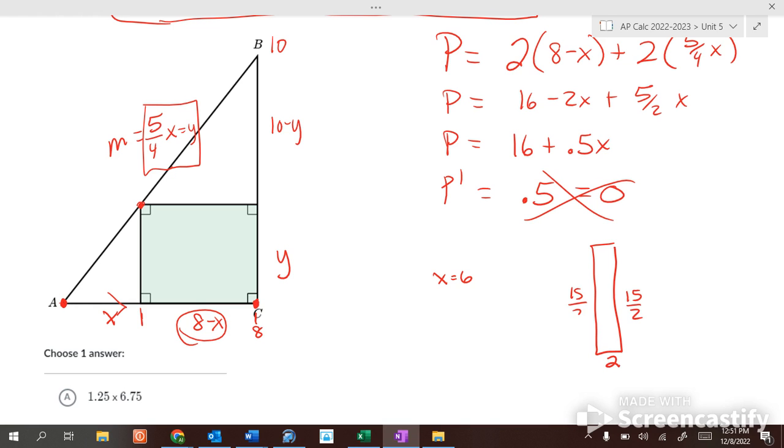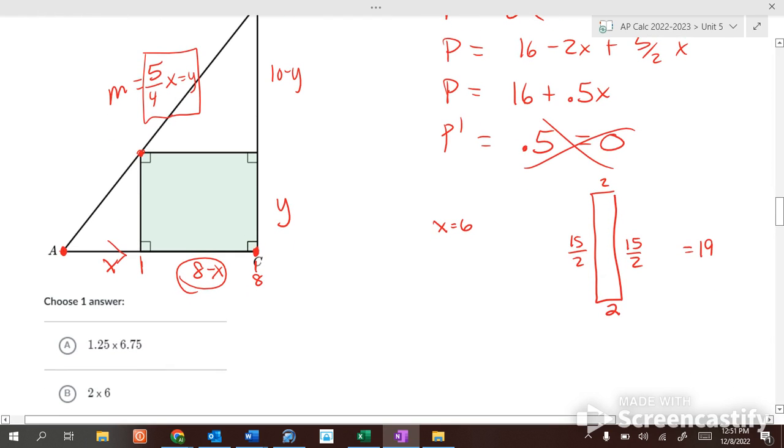So what would be the perimeter of this? Well, 15 over 2 plus 15 over 2 is 15. 2 plus 2 is 4. So it would be 15 plus 4, which is 19. Okay. Then if we go and make it 4 wide, how tall would it be?